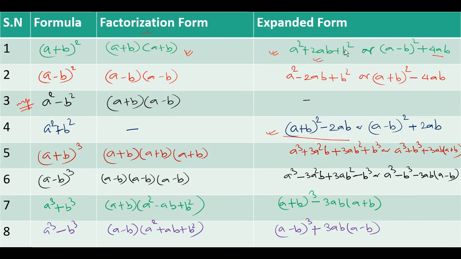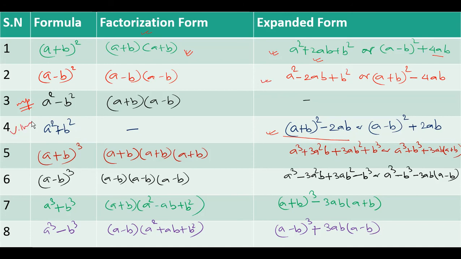a square plus 2ab plus b square is a plus b whole square. If we shift plus 2ab to the left, then a plus b whole square minus 2ab, or a minus b whole square plus 2ab from the second case. So this is the expanded form of a square plus b square.